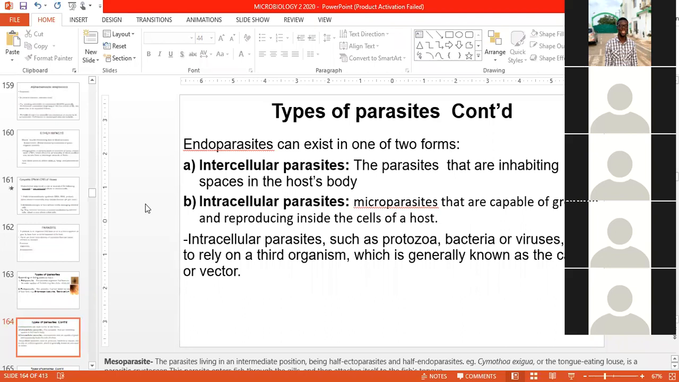Please, let's take note of the differences. Intercellular parasites live in between the cells, so the body cavity. Then we have the intracellular parasites. They are so minute that they are able to live within the cell, so they reproduce inside the cell. Examples could be the protozoans and the viruses that we have already seen.